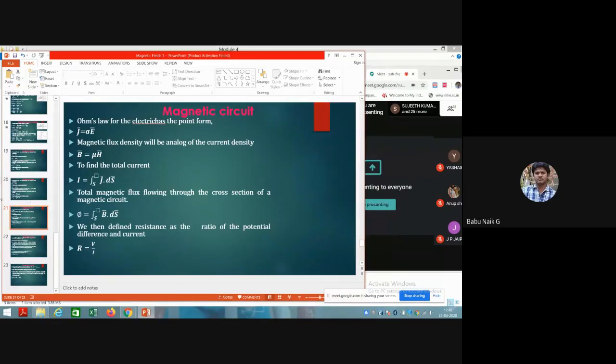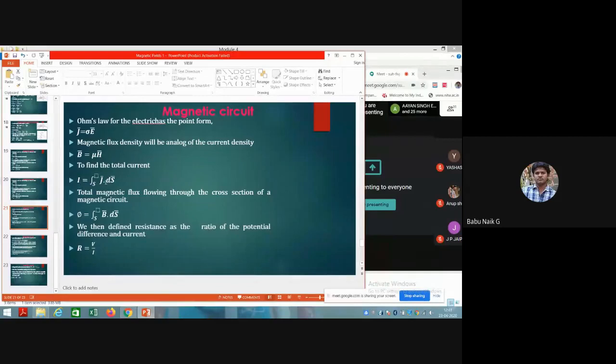Ohm's law, in its electrostatic point form, we have seen that the current density J bar is equal to the conductivity of the material times the applied electric field. You can also relate the magnetic flux density to the field intensity, B bar is equal to mu into H bar, and then we can find the total current passing through the circuit, RL circuit or R circuit.